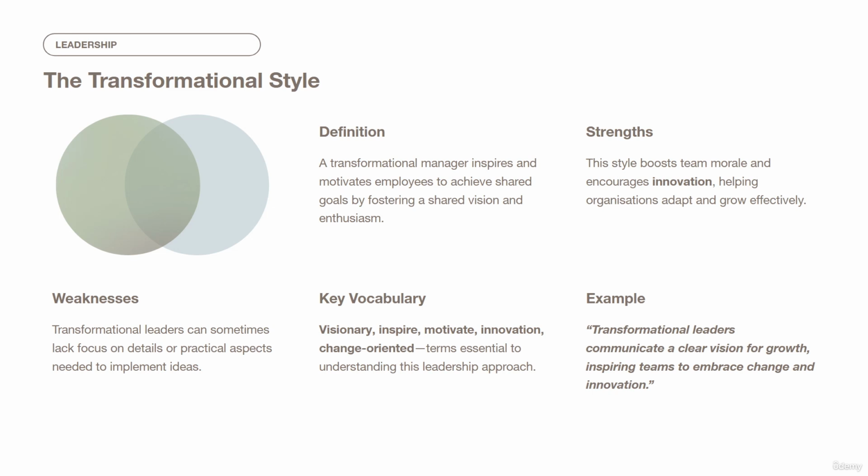The weakness is that transformation leaders can sometimes lack focus on details or practical aspects needed to implement ideas. So they have the big picture, but not necessarily the clearest idea of the reality of managing the details. Key vocabulary here: visionary, inspire, motivate, innovation, change-oriented. For example, transformational leaders communicate a clear vision for growth, inspiring teams to embrace change and innovation.